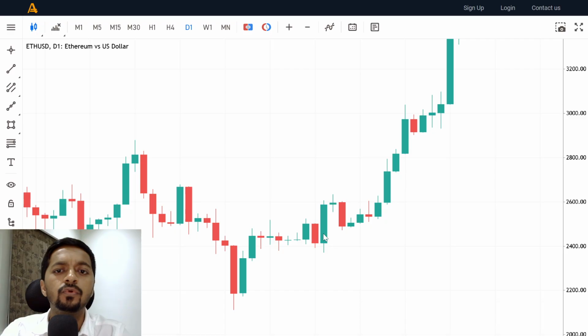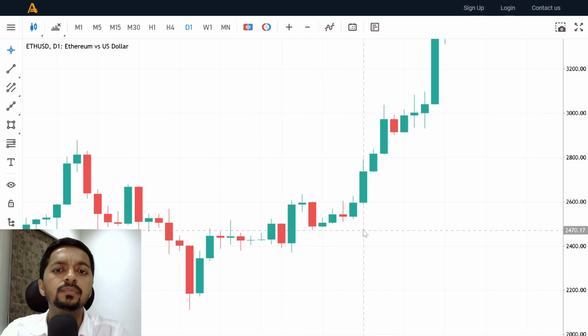If you are looking at a bullish candle, the opening starts from the lower point. This is the opening price of this candle: 2410 or 11. Then price made a low of 2373, then a high of 2605, and then price closed at 2589, almost near the high price. So whether a bullish bar or a bearish bar, there are 4 components.